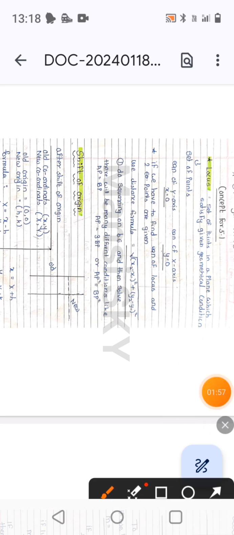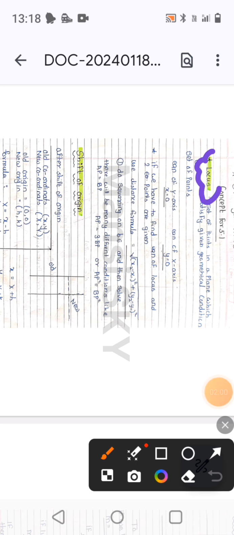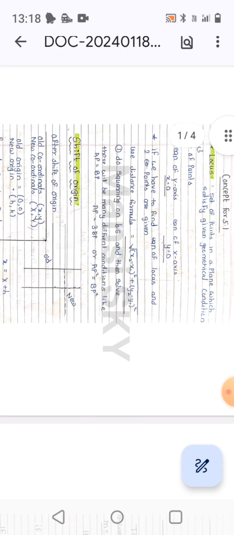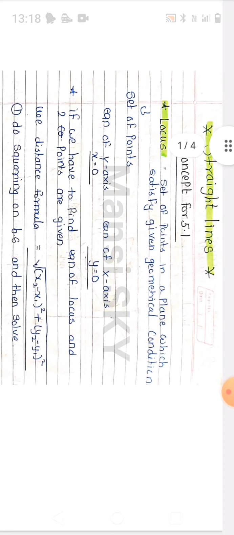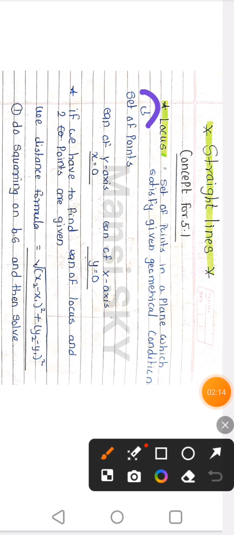First concept is locus. What is locus? The proper definition for locus says that set of points in a plane will satisfy a given geometrical condition. Now forget the definition. I'm going to give you a very short definition, which is locus is nothing but set of points.